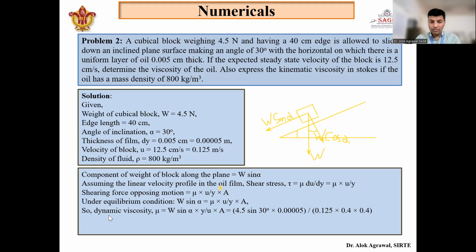ठीक. तो यहाँ से हम सबको एक तरफ रखेंगे, म्यू को एक तरफ रखेंगे, तो W sin alpha into Y by U उल्टा हो जाएगा, into divided by A. So we'll get this, and finally when we calculate this, we'll get mu is equal to 0.0056 Newton second per meter square, or we can say it 0.056 poise.